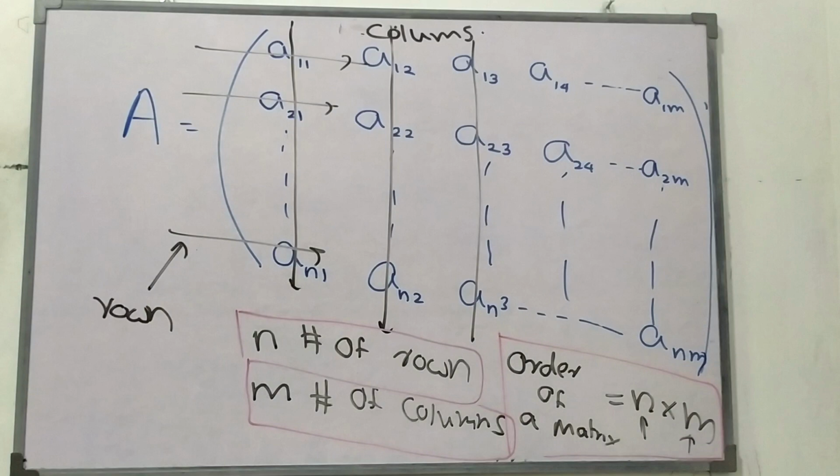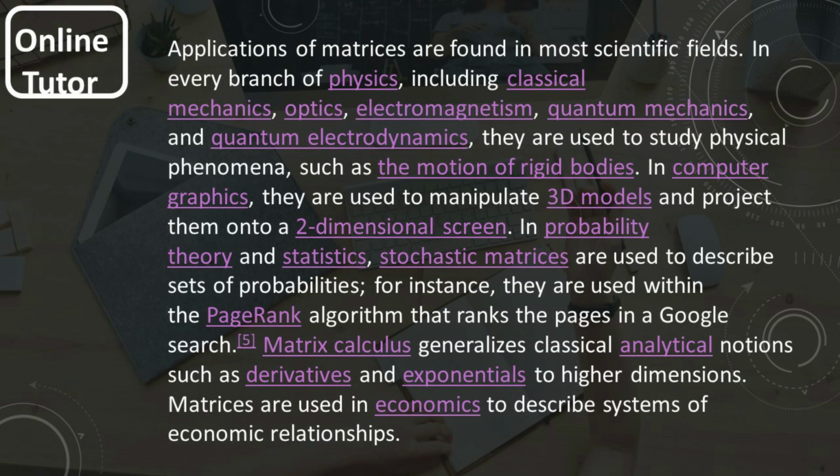So who found the matrices? Actually, the matrix is a very popular lesson in our mathematics and in our physics. The applications of matrices are found in most scientific fields, in every branch of physics, including classical mechanics, optics, electromagnetism, quantum mechanics, and quantum electrodynamics. They are used to study physics, such as the motion of rigid bodies, and in computer graphics. They are used to manipulate 3D models and project them onto a two-dimensional screen.